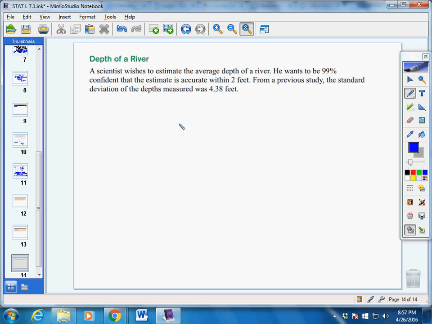A scientist wishes to estimate the depth of a river. He wants to be 99% confident that the estimate is accurate within 2 feet, and from a previous study, the standard deviation was 4.38 feet. Since we are looking for the sample size, he wishes to estimate the average depth of the river. How many does he have to test so we can be 99% confident that the mean is going to lie within a certain interval? So we use our formula.